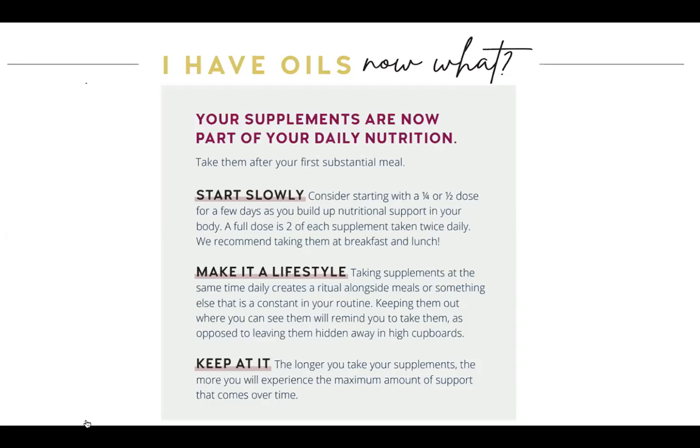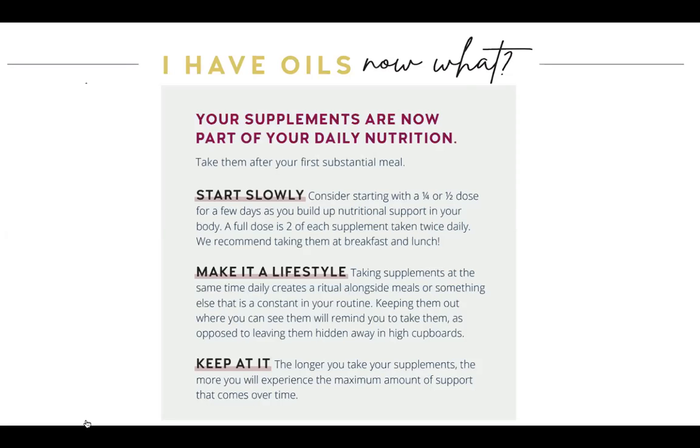Make it a lifestyle. So taking them at the same time every day makes it a bit of a ritual. It's a routine, and you can always remember to take them. And that goes along with your oils as well. So, maybe leave your lemon oil next to the glasses in your cupboard where you get your water. I have a couple of oils right next to my tea kettle, because while I'm waiting for the kettle to boil, I'll drink my water and my lemon's right there.